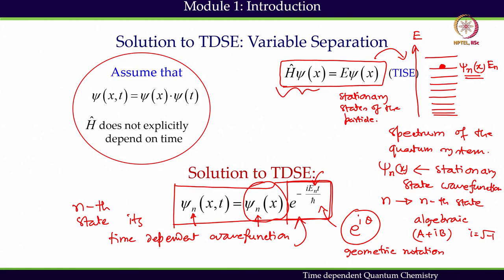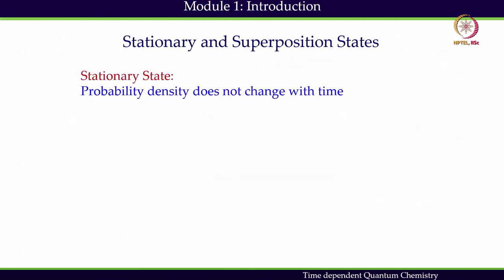That will be demonstrated in the next slide. So if we look at the total wave function for a particular state, it is expressed by its space dependent part, and the time dependent part comes into the picture as a phase, the complex temporal phase of the wave function. This is if the particle is staying at the nth stationary state.